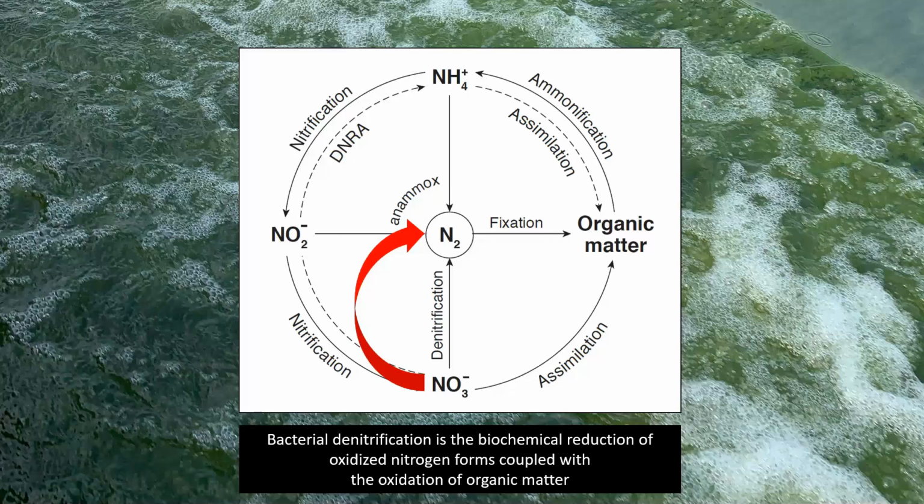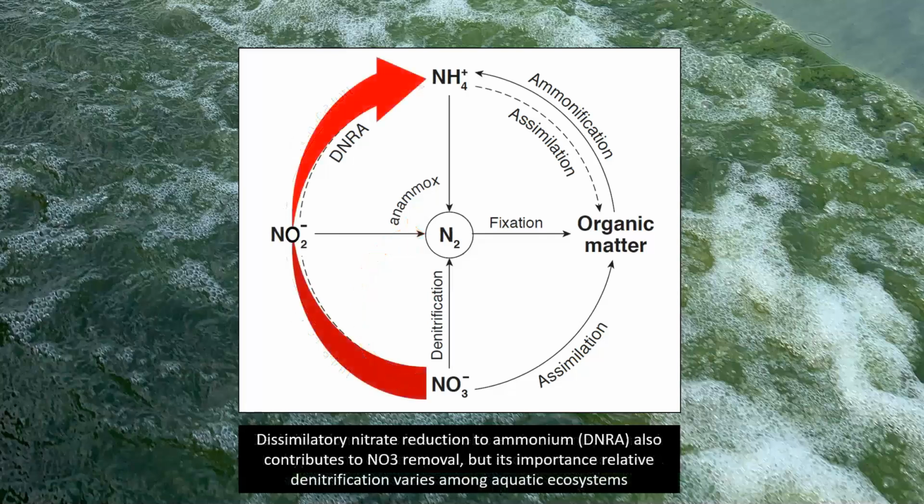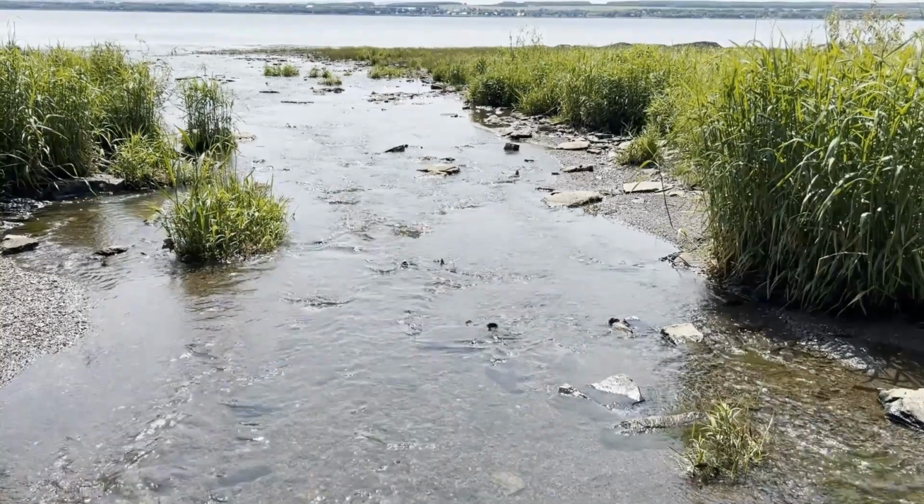Bacterial denitrification is the biochemical reduction of oxidized nitrogen forms coupled with the oxidation of organic matter. Denitrification occurs in anaerobic environments, such as in the hypolimnia of eutrophic lakes and in anoxic sediments. Dissimilatory nitrate reduction to ammonium also contributes to nitrate removal, but its importance relative to denitrification varies among aquatic ecosystems.